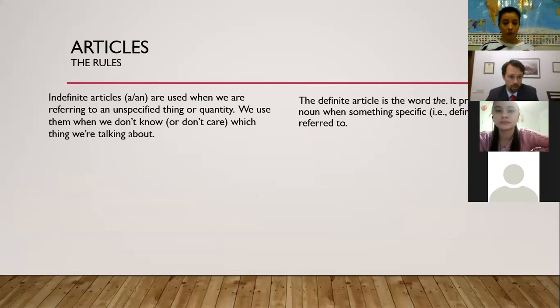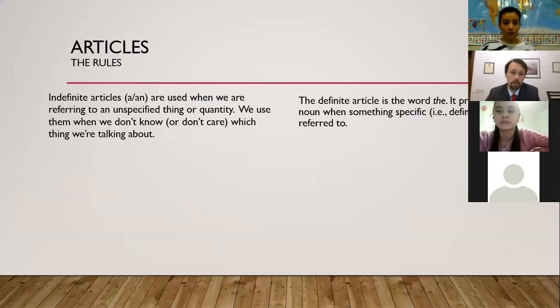So indefinite articles, a or an, are used when we are referring to an unspecified thing or quantity. Unspecified means we don't know exactly how much or what we're talking about. We use them when we don't know or don't care which thing we're talking about. Shoes. I bought some shoes in general. Doesn't matter which ones. I love shoes.